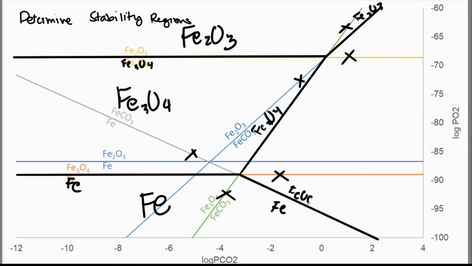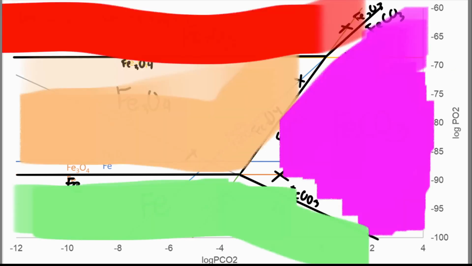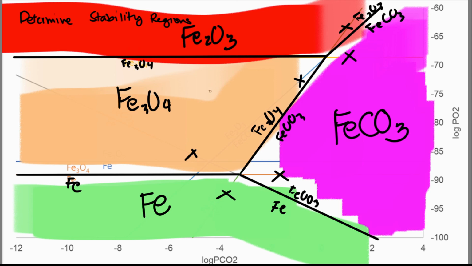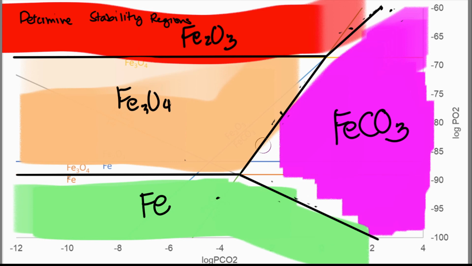And lastly, ito, FeCO3 sa taas. Fe3O4, FeCO3 sa baba. And this one, Fe2O3, FeCO3 sa baba. So ito, bounded siya by FeCO3, FeCO3, and FeCO3. So this will become FeCO3. Looks something like that one. So I'll just pretty this up a bit. So we would have this equilibrium diagram. So we have Fe at the bottom, FeCO3 at the right, Fe3O4 dito sa middle, and Fe2O3 dito sa taas.